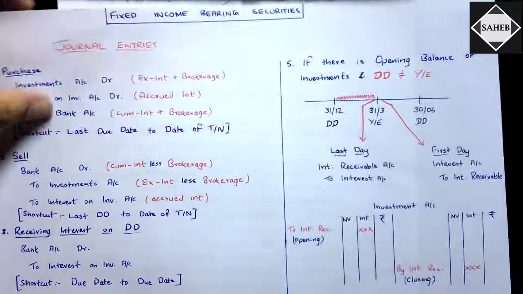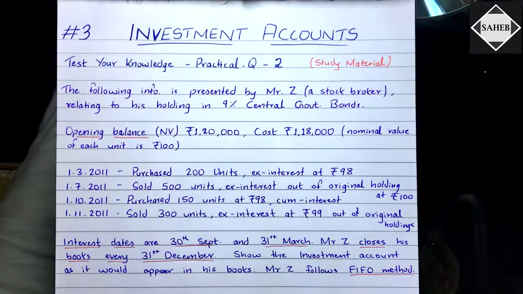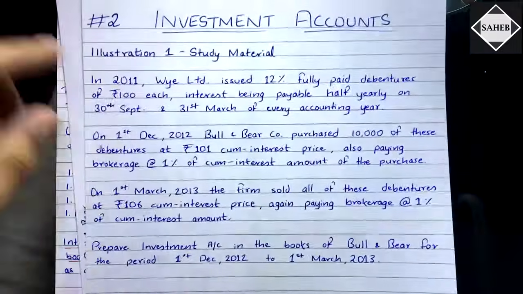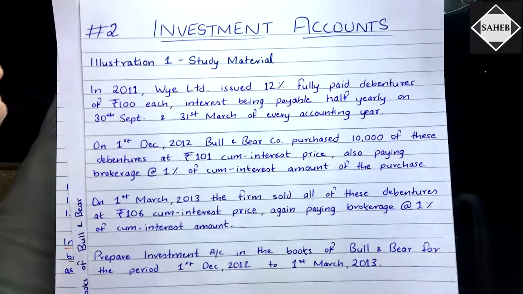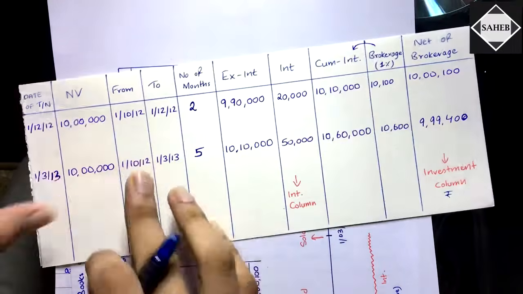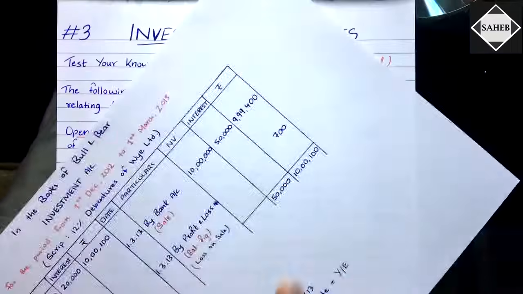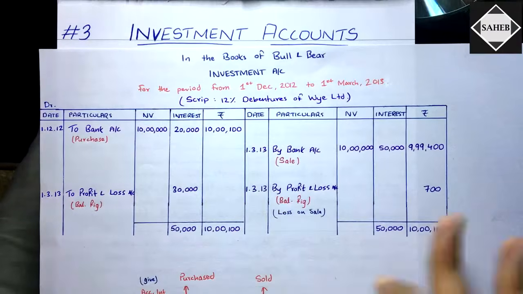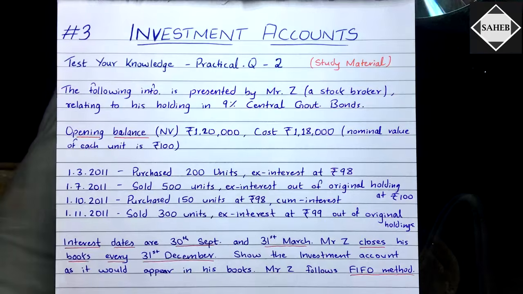And then in the second video of investment account, we solved one problem, illustration 1 of the study material, Y Limited, Bull and Bear Company. See the working note that we prepared in that, and then the investment account. Yes, we did all that. Now let's get back to this question. If you haven't watched those two videos, then please go and watch those videos first. Otherwise, let's go ahead and understand this question and solve it.